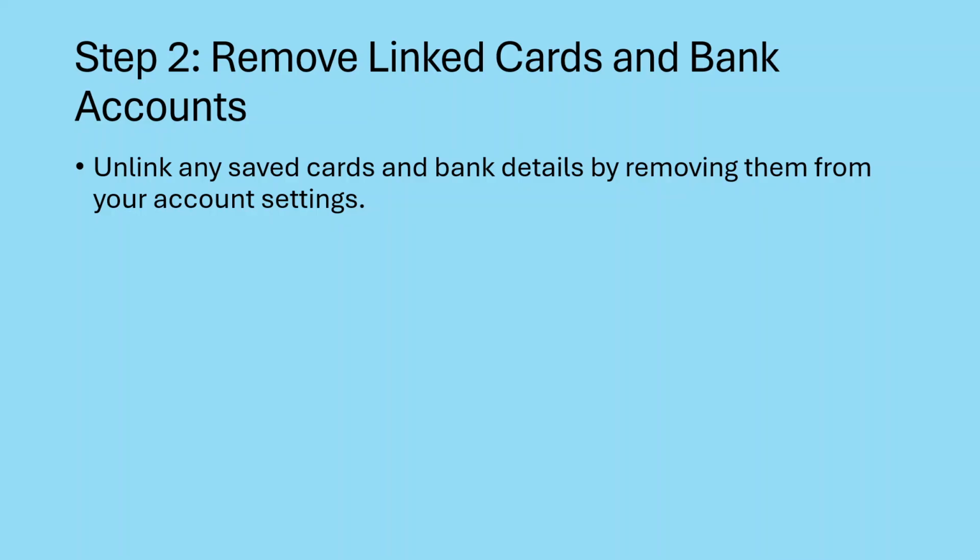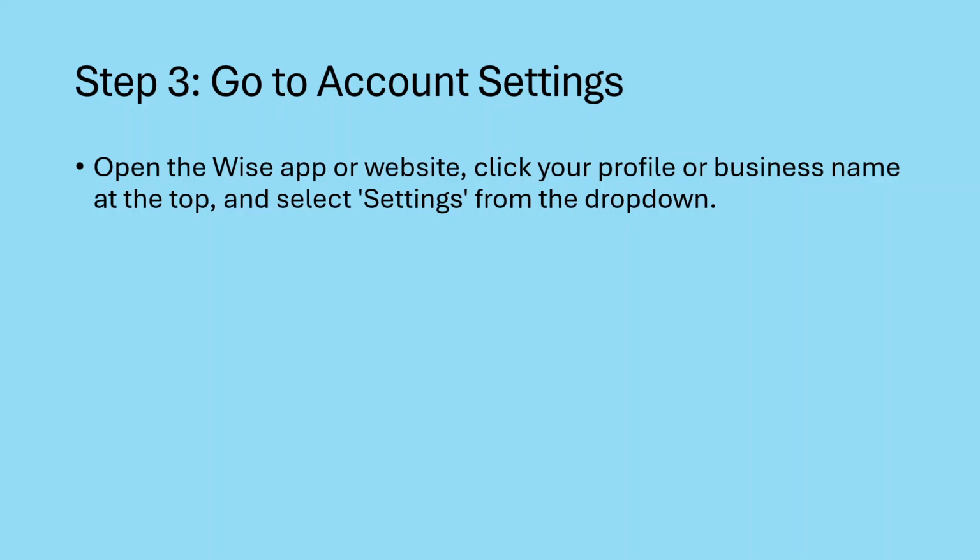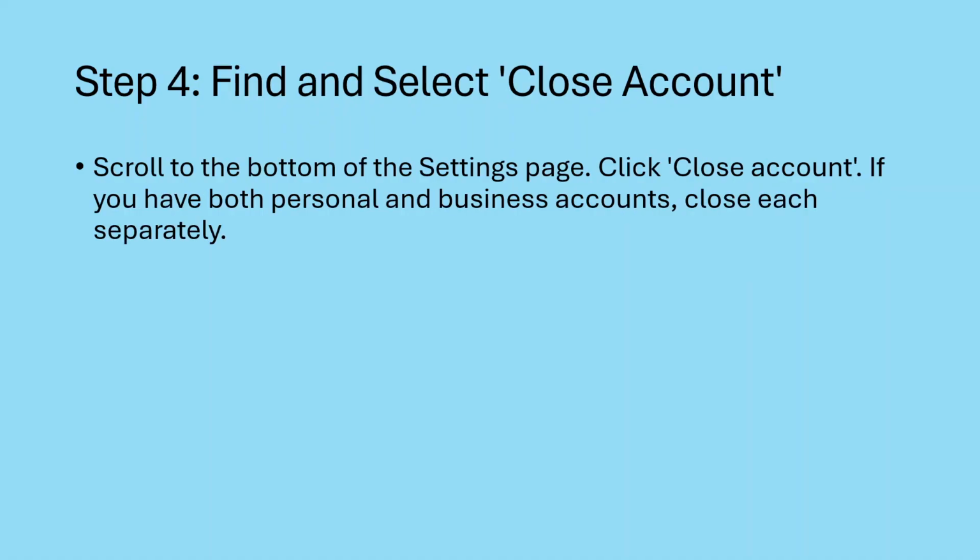Step 2. Remove linked cards and bank accounts. Unlink any saved cards and bank details by removing them from your account settings. Step 3. Go to account settings. Open Wise app or website, click your profile or business name at the top and select settings from the drop-down menu. Step 4. Find and select close account.